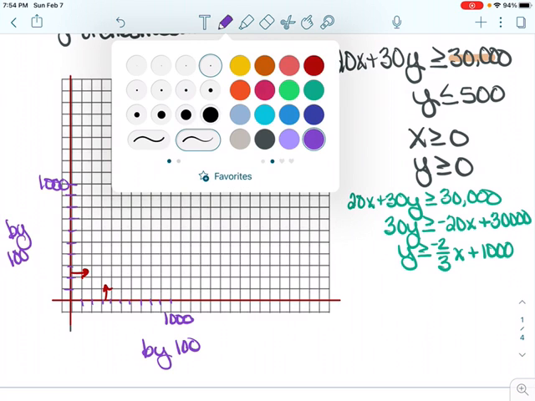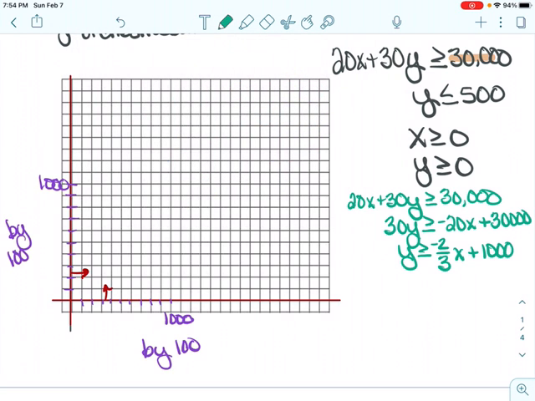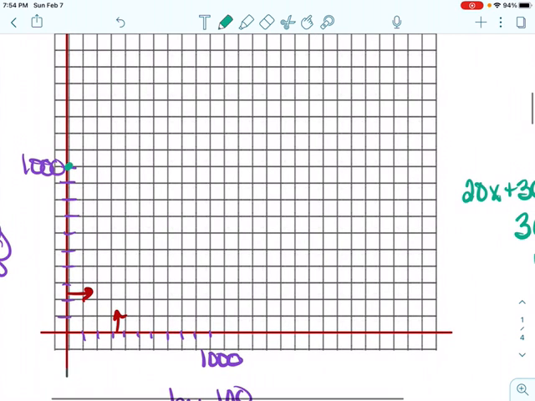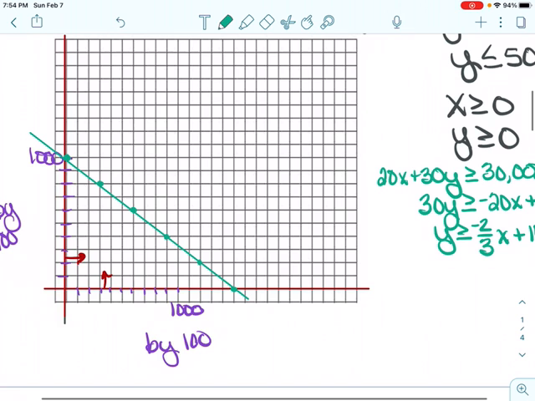All right, so I'm going to use my mint color. I'm going to start at 1,000, and I'm going to go down 2, right 3, all the way through, and draw my line. Let's try that again. Okay, and these are going to be equal to all the time, so I don't have to worry about dotted.